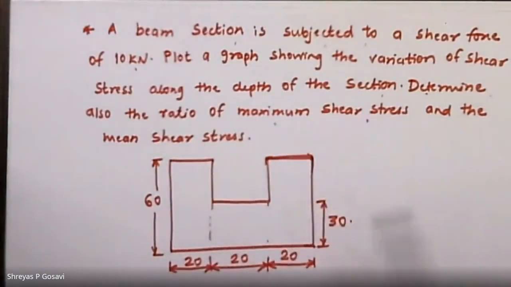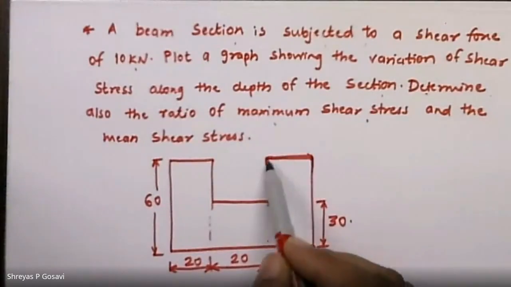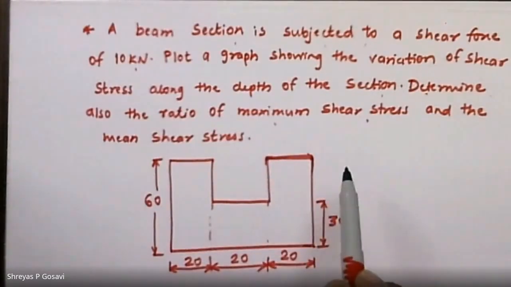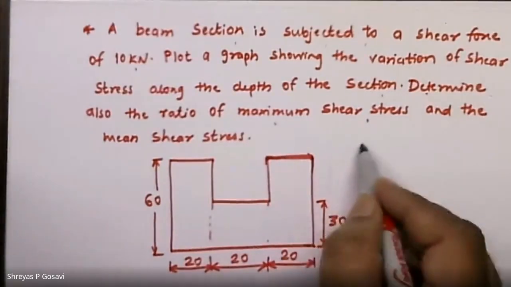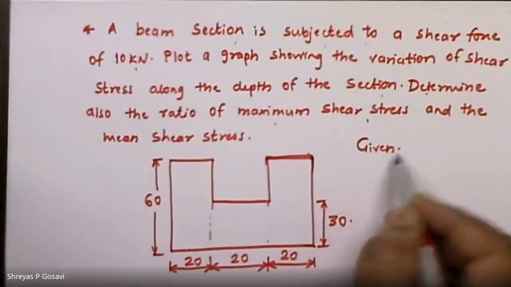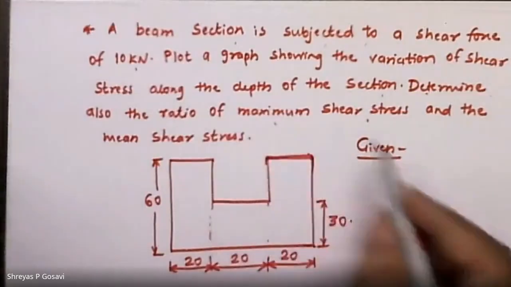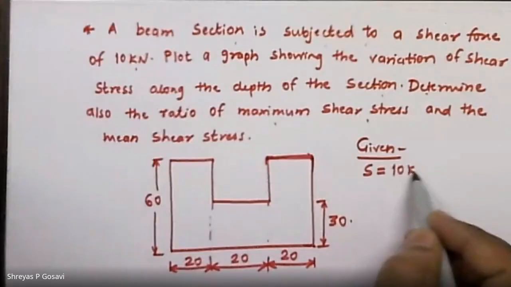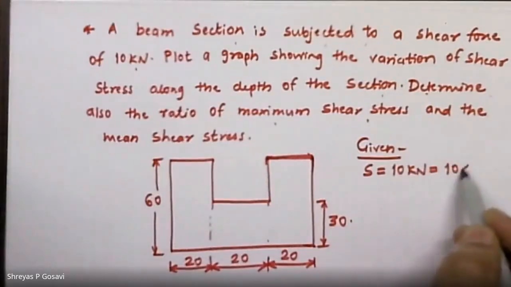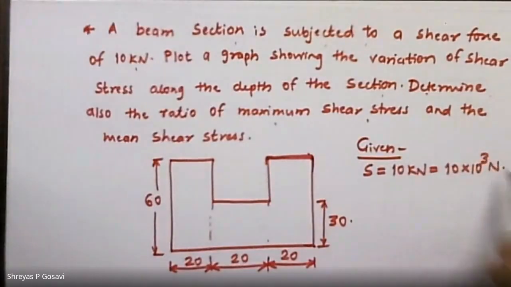Okay? So this is the given section, and at the key points or the critical points, we have to calculate the shear stress, and finally we have to plot the shear stress distribution diagram. Okay. So let us write down first of all the given points. The value of the shear force is given, that is equal to 10 kilonewton, that is equal to 10 into 10 raised to 3 Newton.